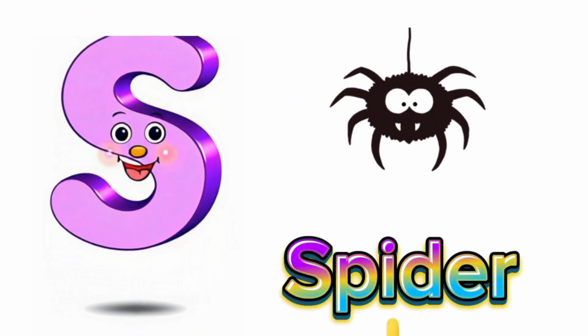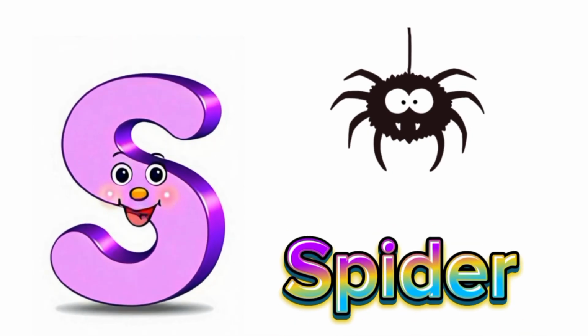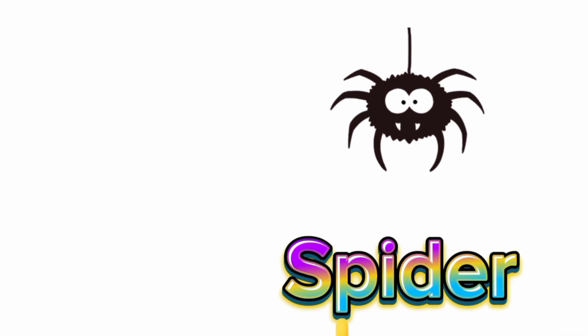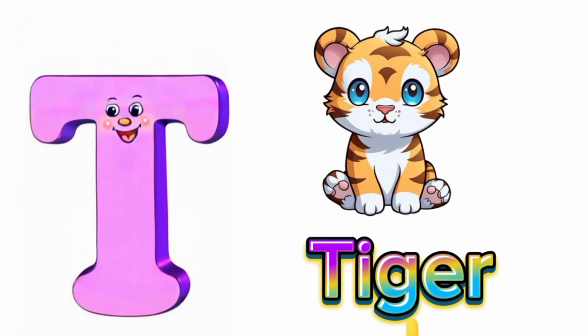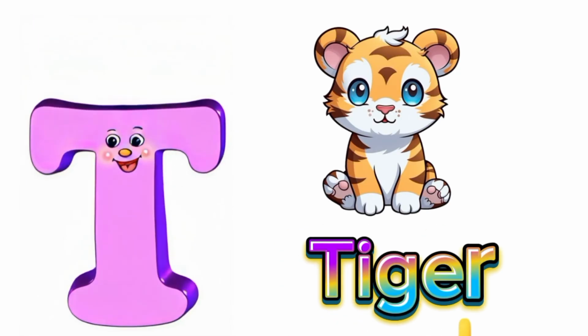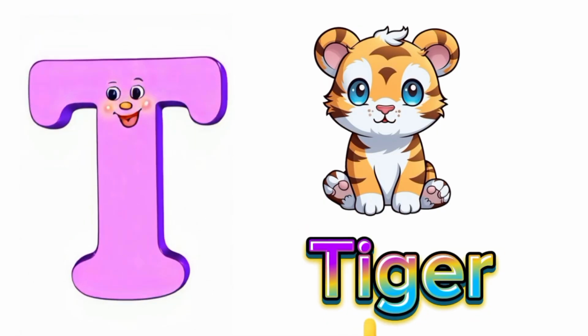Rainbow. R rainbow. S is for spider. Spider. S spider. T is for tiger. Tiger. T tiger.